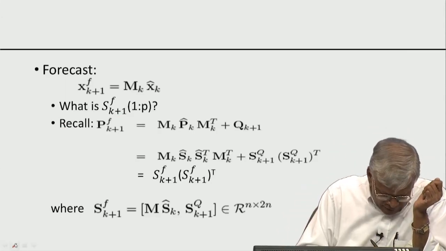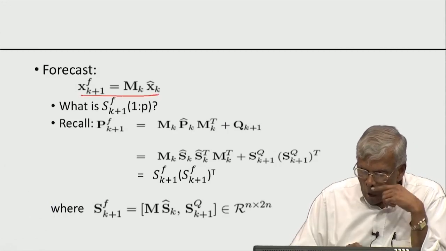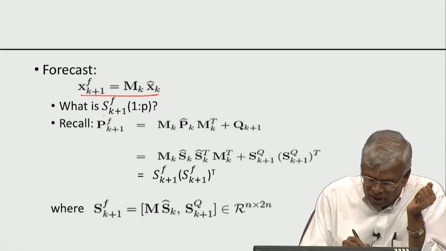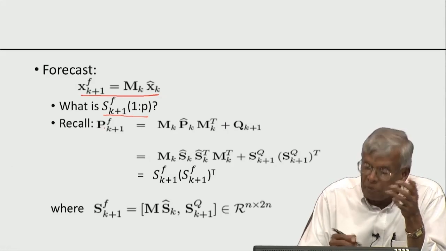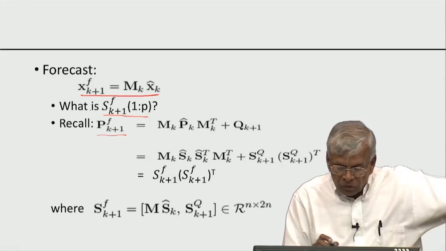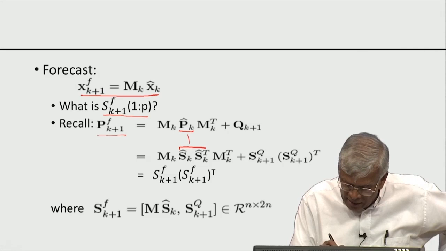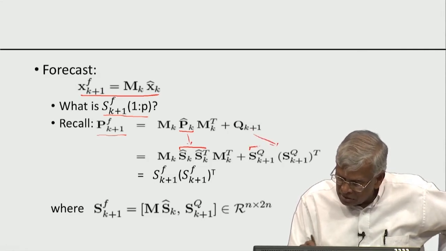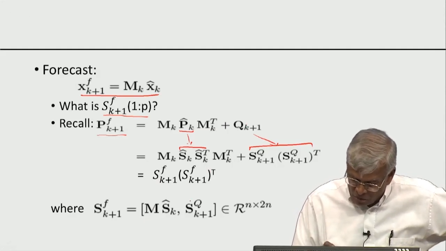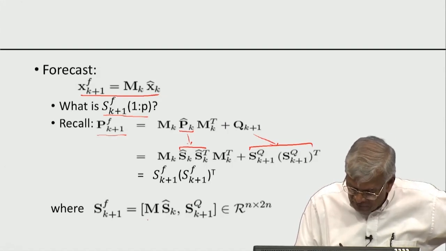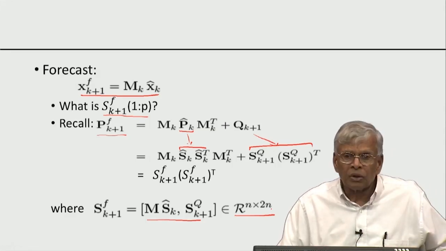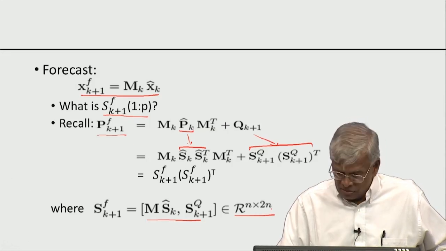So now I am going to create a forecast. So what is the forecast covariance? I am now going to talk about an expression for this. This is the full rank forecast covariance. This P_k has a square root implementation like this, and this has a square root implementation like this. This I can rewrite as S_{k+1}^f and S_{k+1}^f transpose, where S_{k+1}^f is given by this, and that is n by 2n. We talked about already the expansion part in the last lecture when we talked about covariance square root implementation.